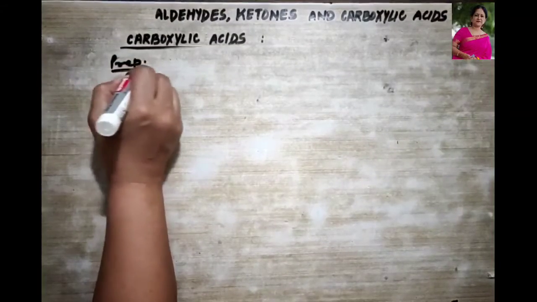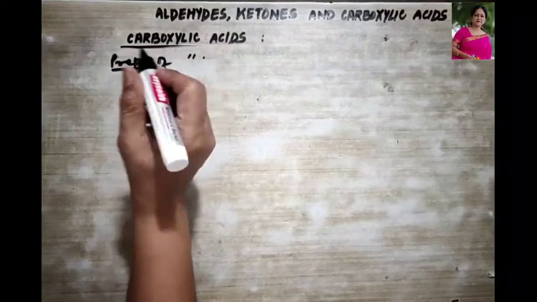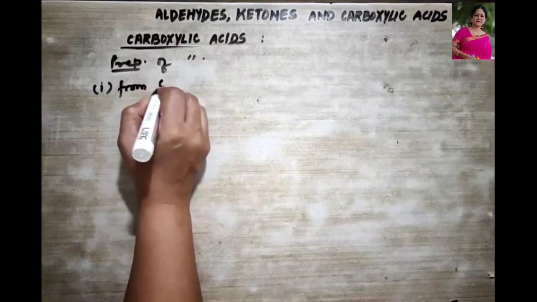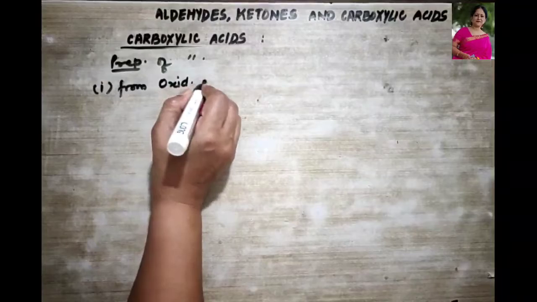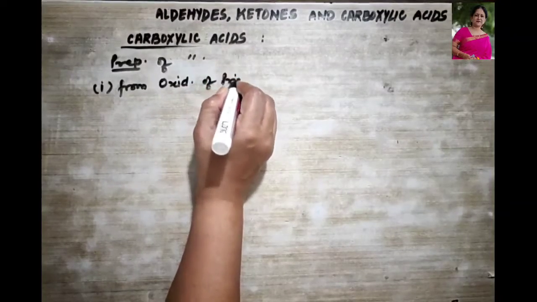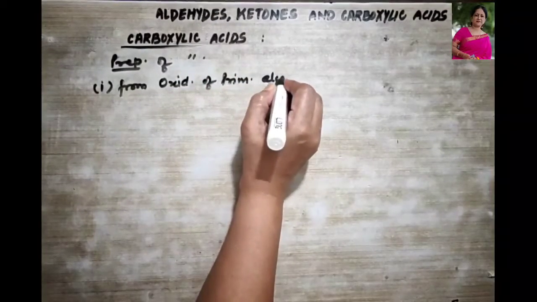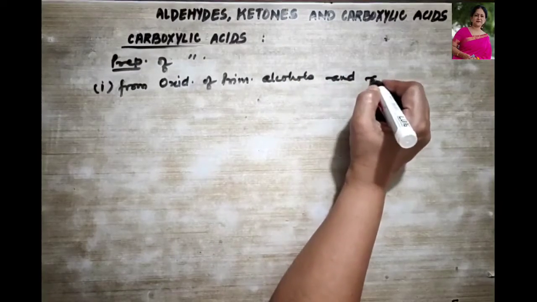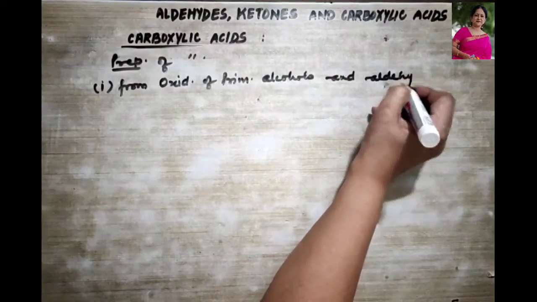The preparation of carboxylic acids. First, from oxidation of primary alcohols and aldehydes.